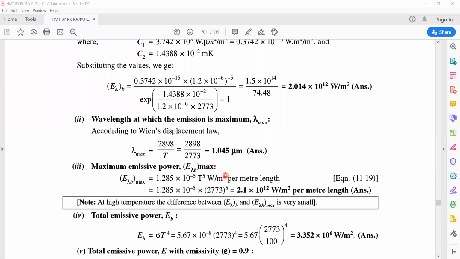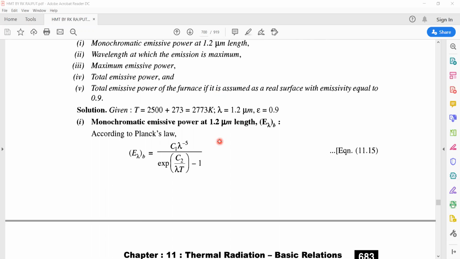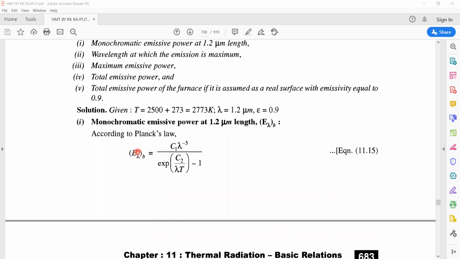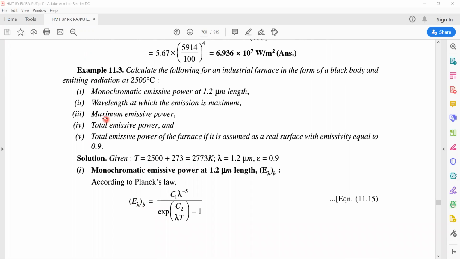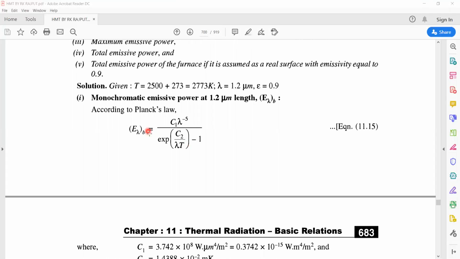The maximum emissive power. Okay. So read the third bit, maximum emissive power. So already we know the relationship for Planck's law. Okay, according to Planck's law, we know the monochromatic emissive power of the black body. So if you are calculating the value of maximum emissive power, then in this equation only, you are supposed to take lambda as lambda maximum.